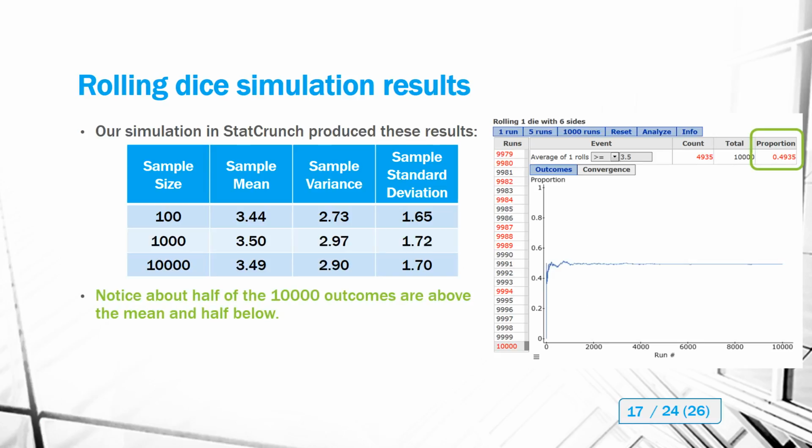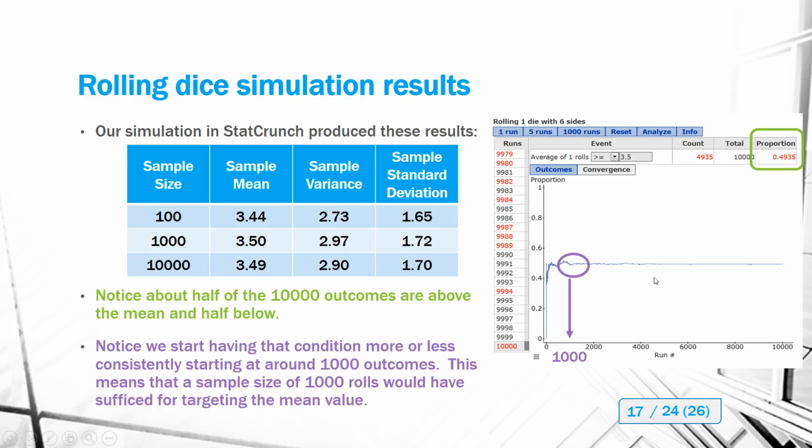Notice that half of the 10,000 outcomes are above the mean and half below. Again, this is not exactly 50% because this line was going up and down. But 0.4935, that's really close to 50%. And that's what we would expect to see, half above and half below.